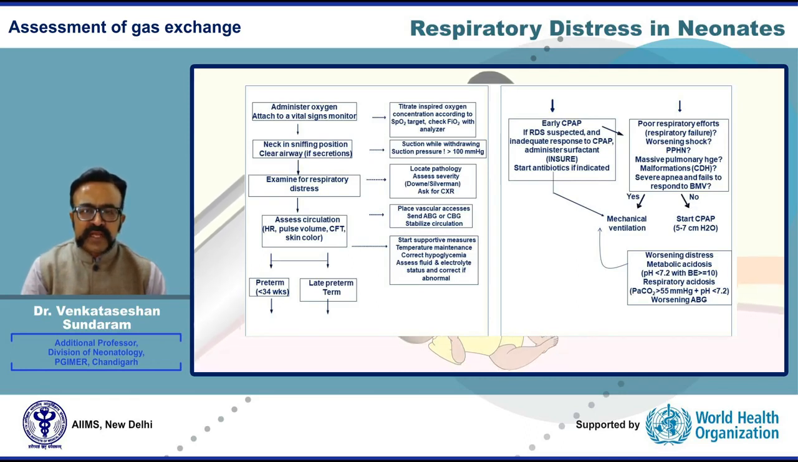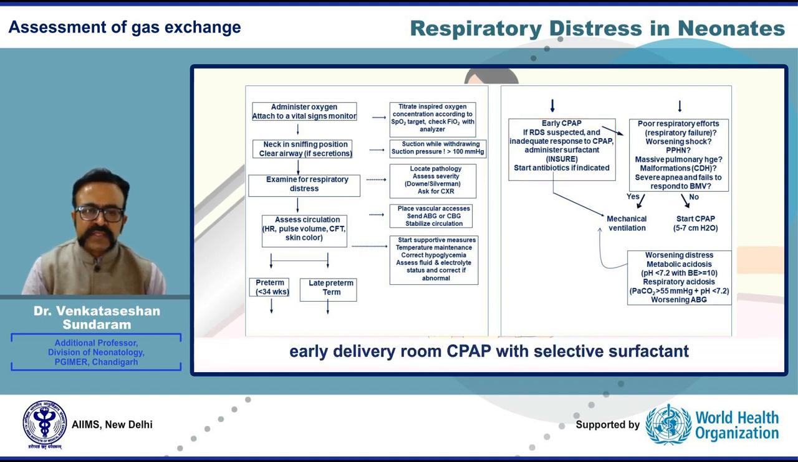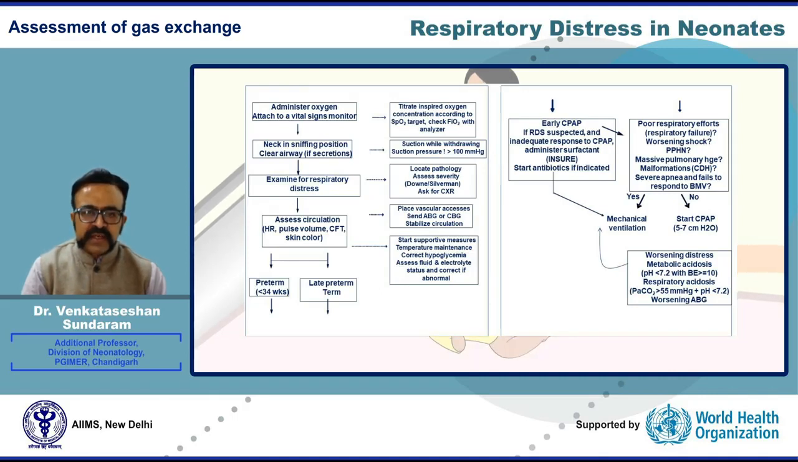In general, preterm neonates would be started on CPAP as early as possible after birth due to the generic advantages offered by CPAP across all the disease processes. If you suspect RDS and the newborn has shown an inadequate response to CPAP, surfactant administration may be considered. This approach is coined as early delivery room CPAP with selective surfactant. Wherever indicated, you may start antibiotics in a rational manner. In cases where the efforts are poor or there are other indications as stated, intubation and mechanical ventilation may be initiated.